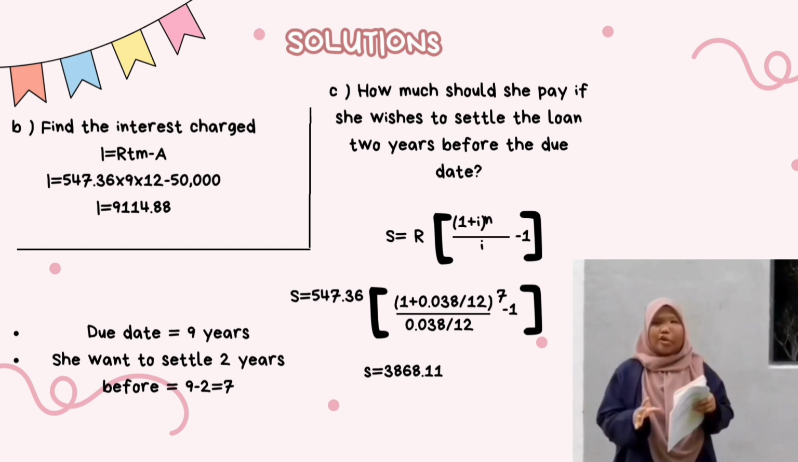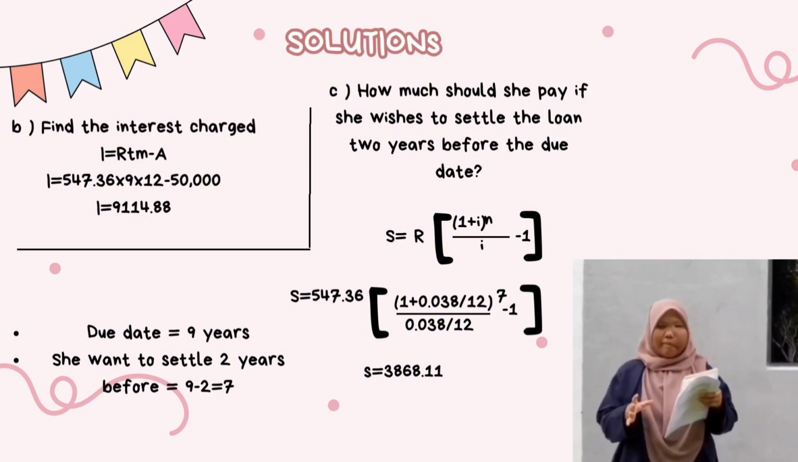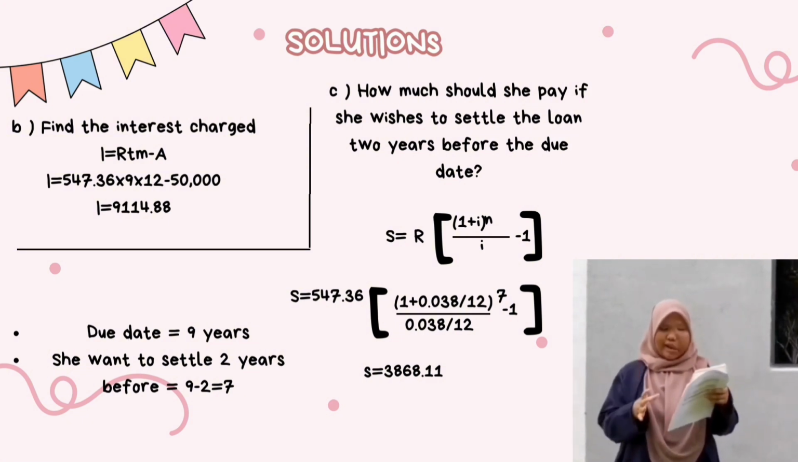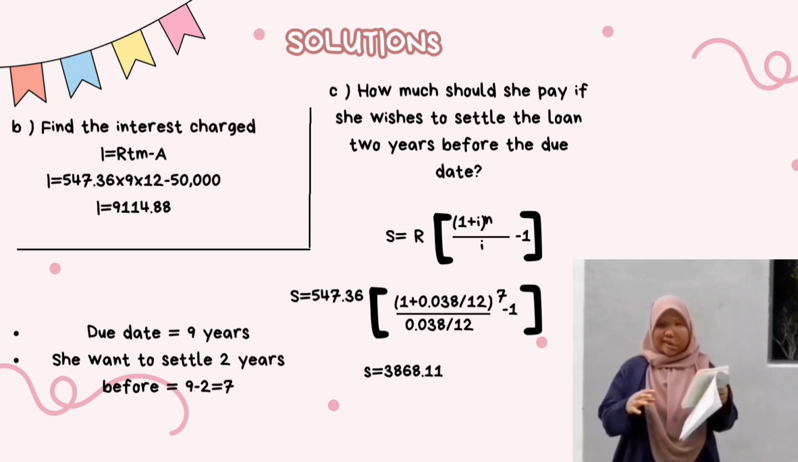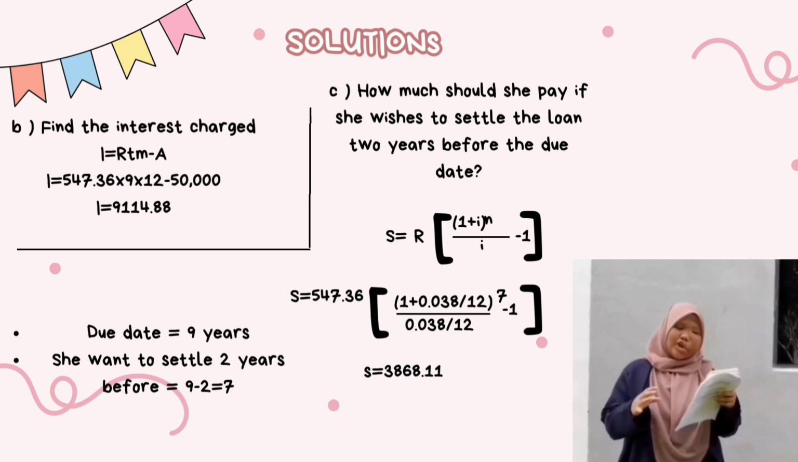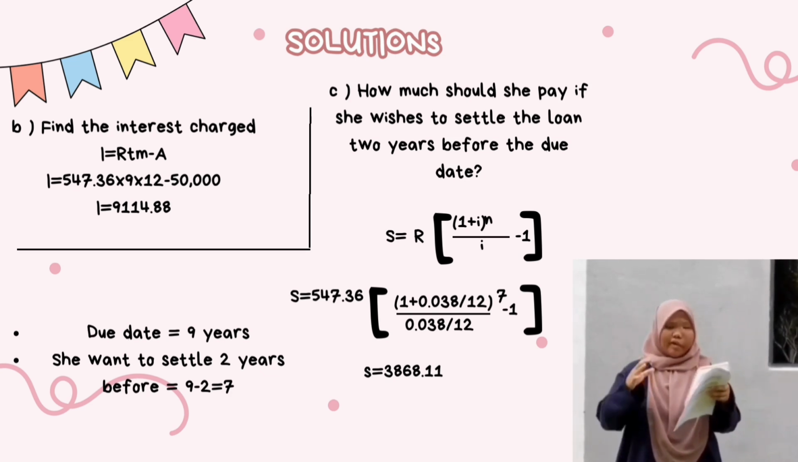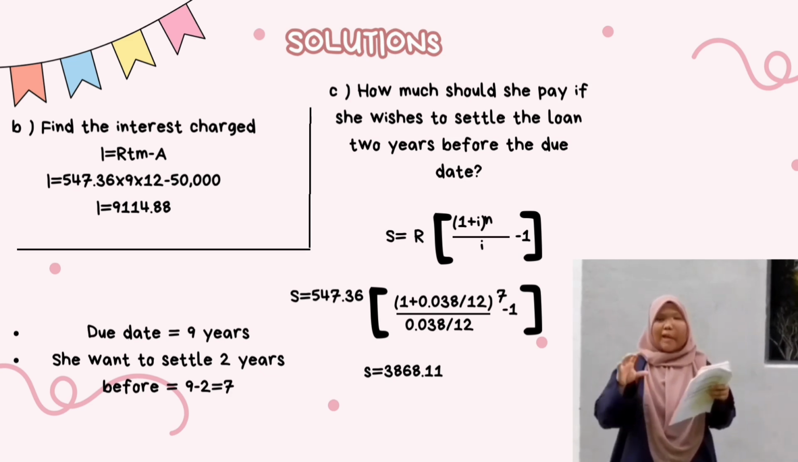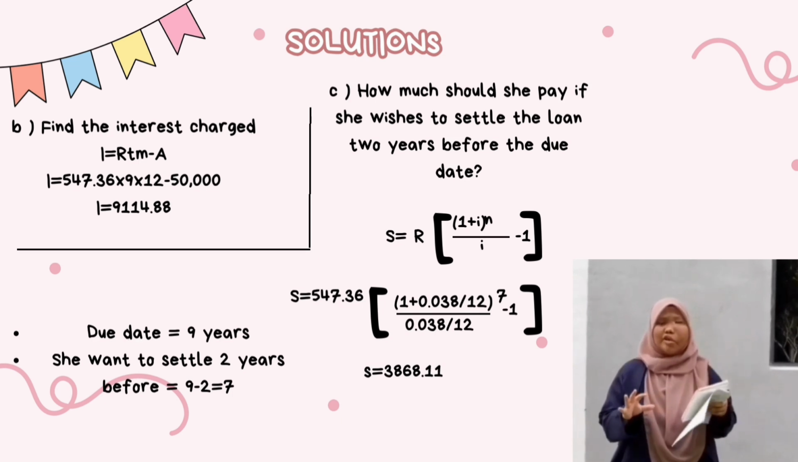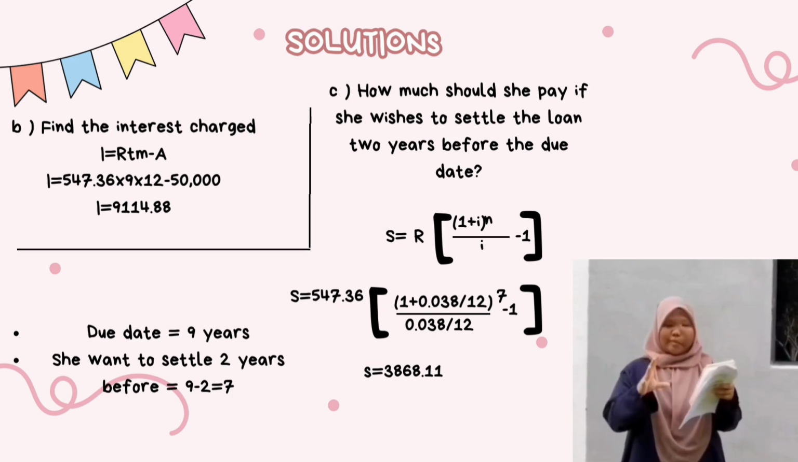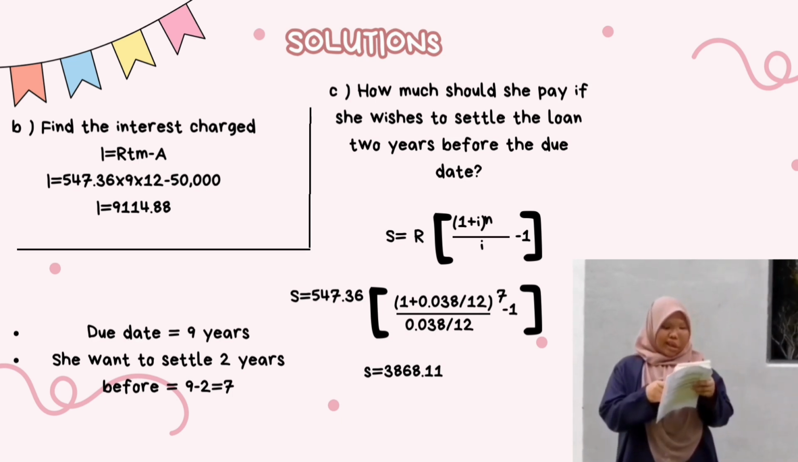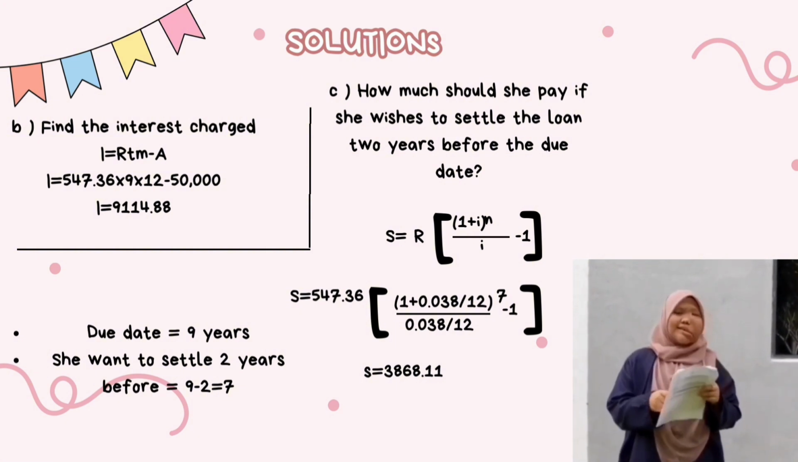So if so, we must use the formula S equals R, open bracket 1 plus i close bracket to the power of n minus 1 divided by i close bracket. So S equals 547.36, open bracket 1 plus 0.038 divided by 12 close bracket to the power of 7 minus 1 divided by 0.038 divided by 12 close bracket. And the final answer we got is S equals RM 386.11.